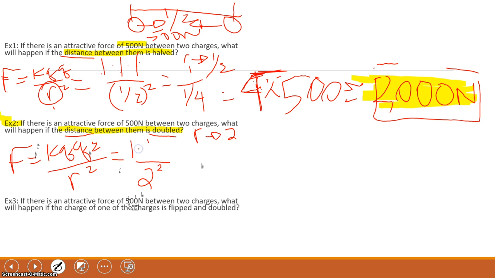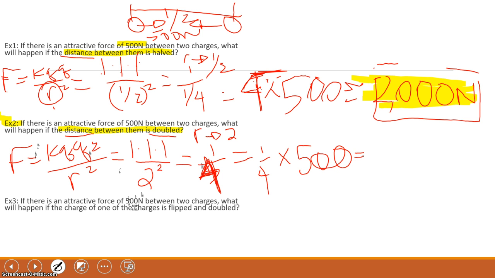K is not changing. Q is not changing. The other Q is also not changing. So 1 times 1 times 1, which is 1, divided by 2 squared, which is 4. That's 1/4. 1/4 times the original force, which was 500, is 125 newtons. So wow, that made the force a lot smaller.